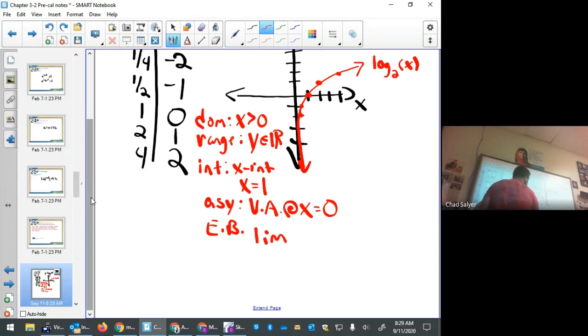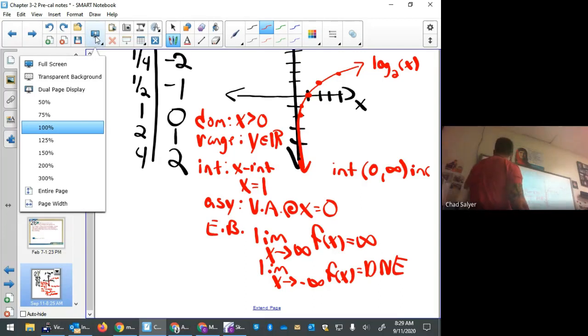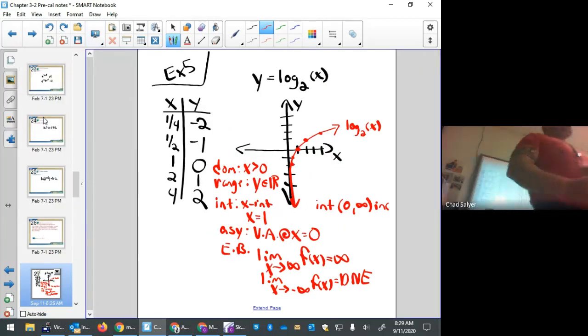So the limit as x goes to infinity of f of x is infinity. And the limit as x goes to negative infinity of f of x does not exist. It is outside of the domain. And then intervals of behavior. There's only one interval from 0 to infinity, and it is always increasing. So there's a graphical analysis of y equals log base 2 of x.